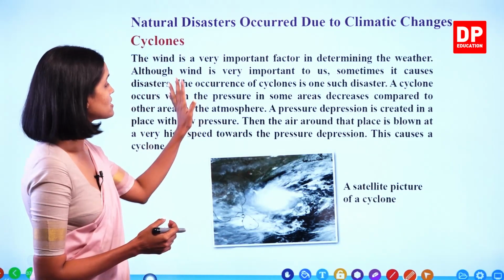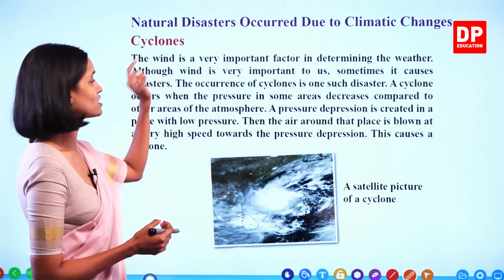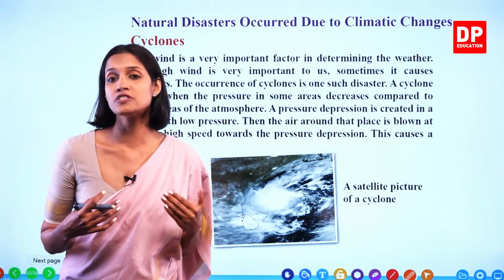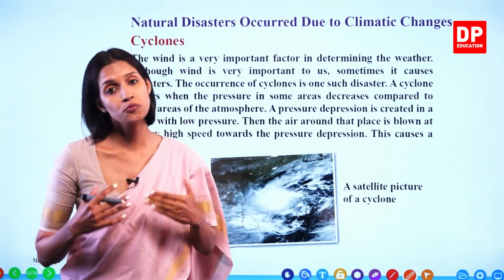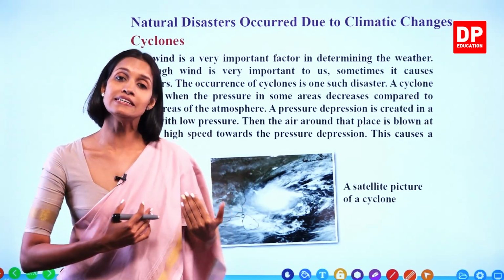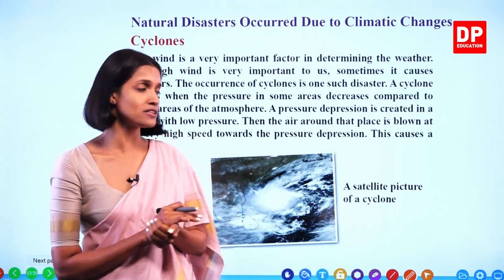So what are the natural disasters that we are going to learn about? First, we are going to learn about cyclones. What is the meaning of a cyclone, children? A cyclone is a destructive type of wind. Now, even in earlier lessons, we have discussed how wind is formed. Do you remember that, children?